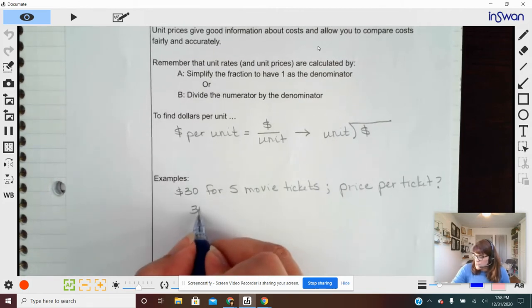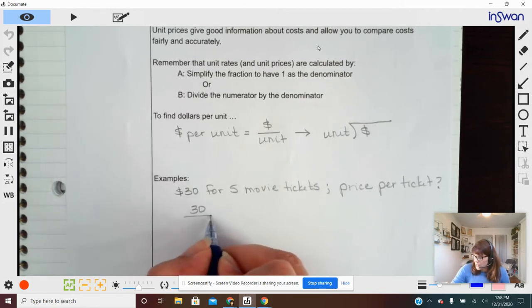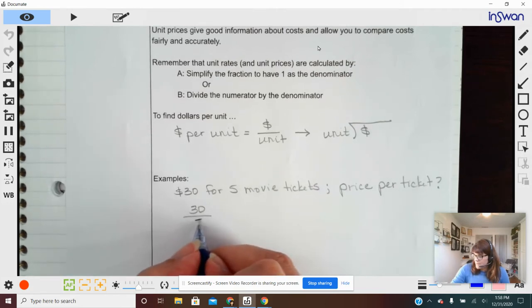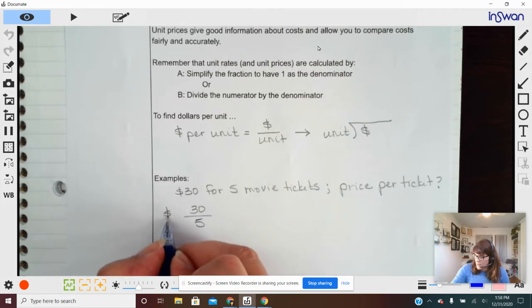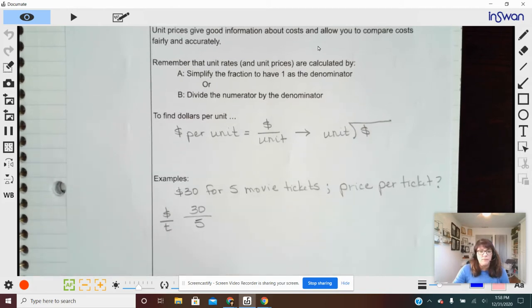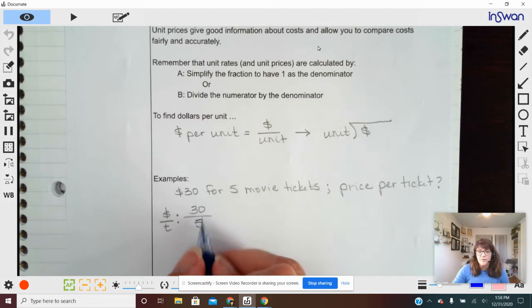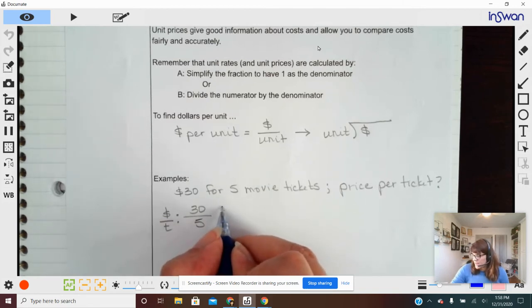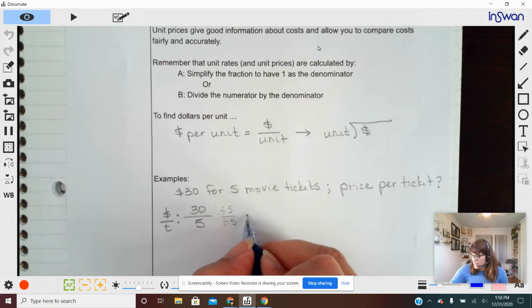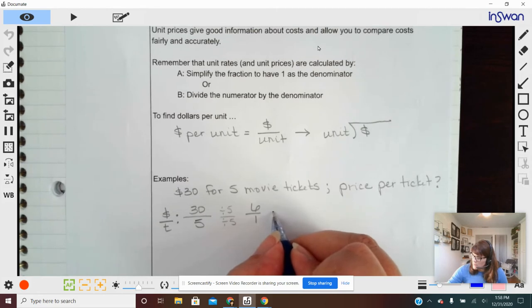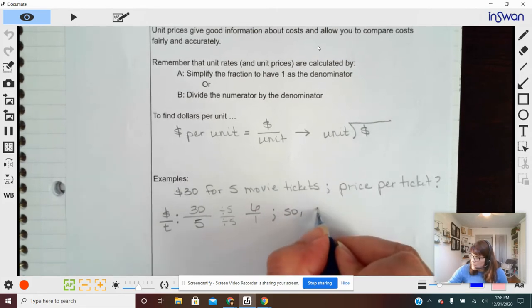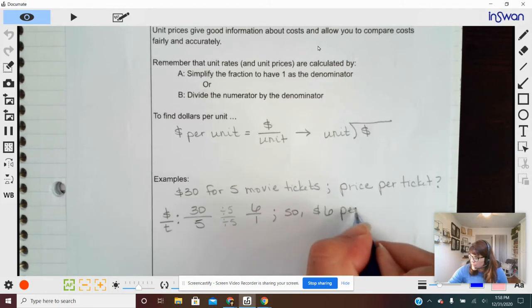So $30 per 5 tickets. Remember, price per ticket. If I simplify that, in this case I could divide by 5 to get an equivalent ratio. I have 6 over 1, so $6 per ticket.